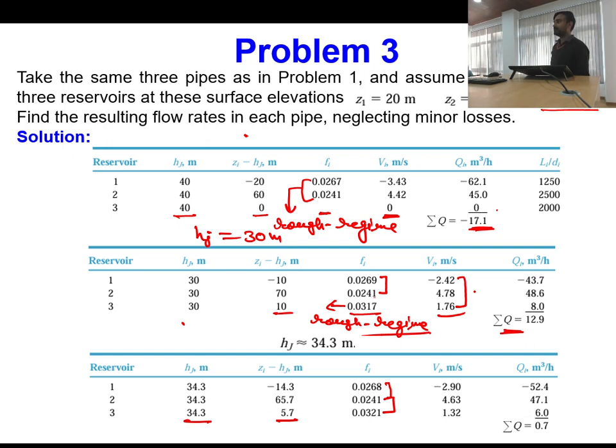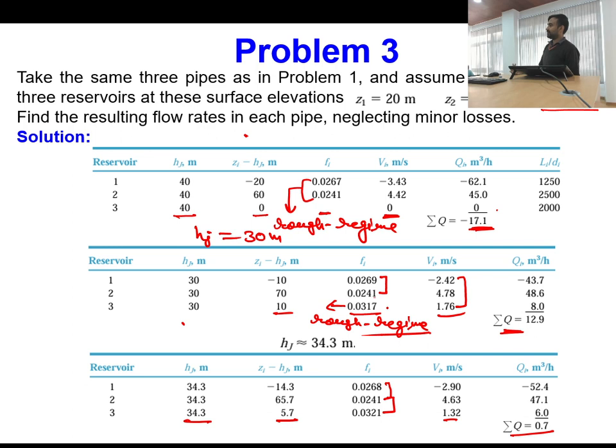Is this one clear? That way you can calculate velocity and you will be getting summation Q equal to 0.7. Still it is not exactly equal to 0, but 0.7 is very small. But if you still want to proceed further, because particularly for pipe number 3 we have not got the second iteration for correction of friction factor, then for more accuracy proceed to the next iteration. Then you can get an even better value, less than 0.7.